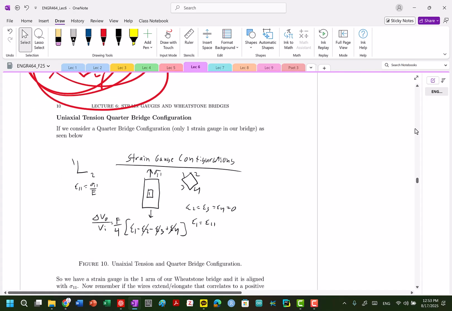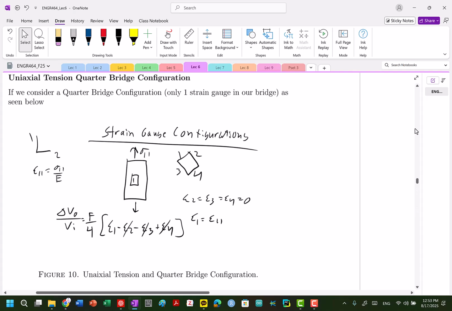So let's look at a quarter bridge configuration. A quarter bridge, only one strain gauge in our bridge. That's actually epsilon 1 here. We're pulling in that stress in the 1, 1. So we know there's no strain gauge here, here. So 2, 3, and 4 are 0. So we're just going to be basically pulling.